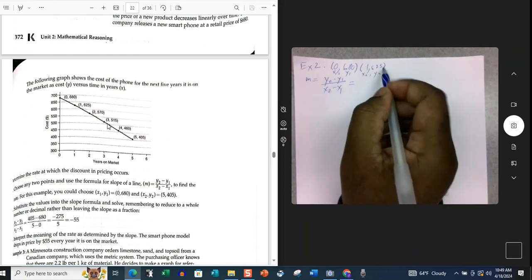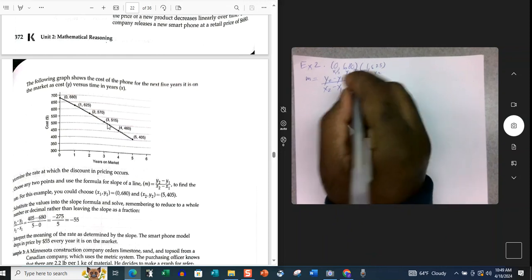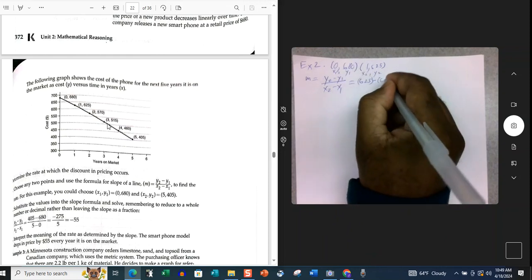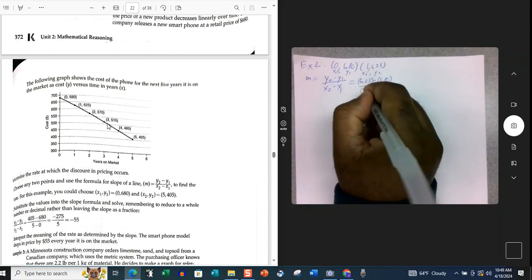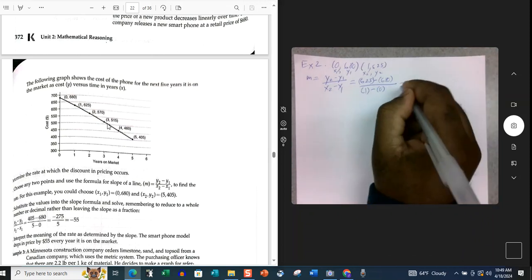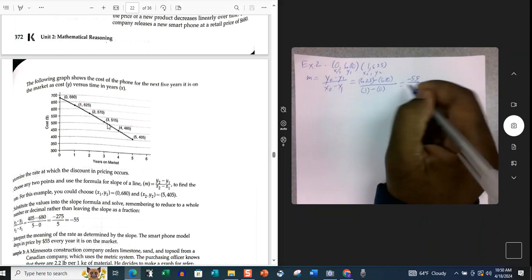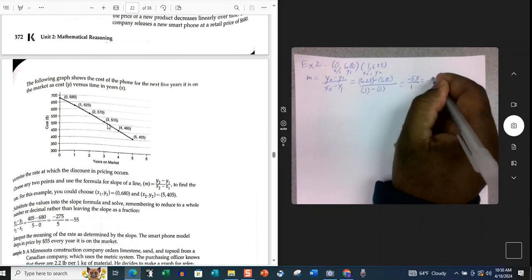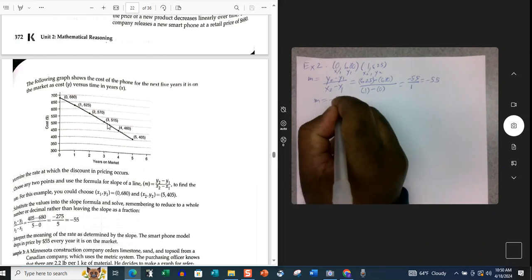So now we can substitute. Y sub 2 is 625, and y sub 1 is 680, all over x sub 2, which is 1, minus x sub 1, which is 0. 625 minus 680 is a negative 55. 1 minus 0 is 1, so it's negative 55. So your slope is a negative 55.